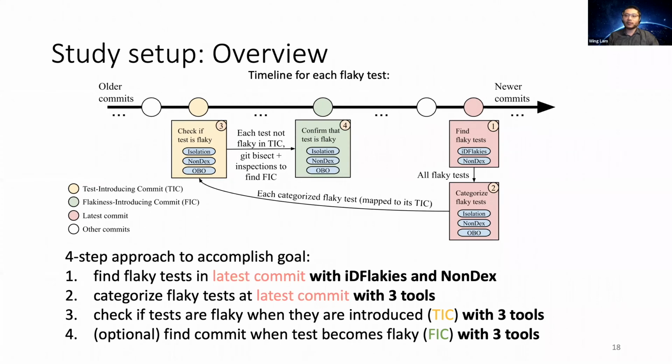So overall, with all the steps that I just discussed, our final study setup is shown here. Namely, we first find flaky tests with iDFlakies and NonDex. We categorize the flaky tests with 3 different tools. We then check if the tests are actually flaky when they're introduced, again, with the same three different tools. And finally, we find the commit when these tests first become flaky.